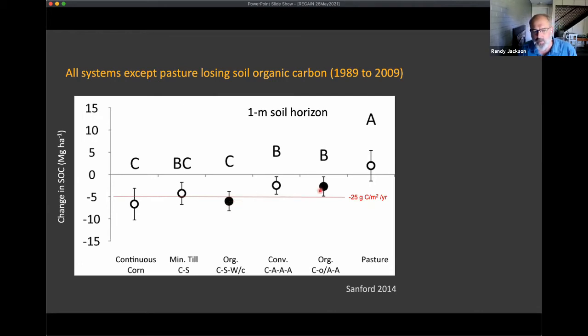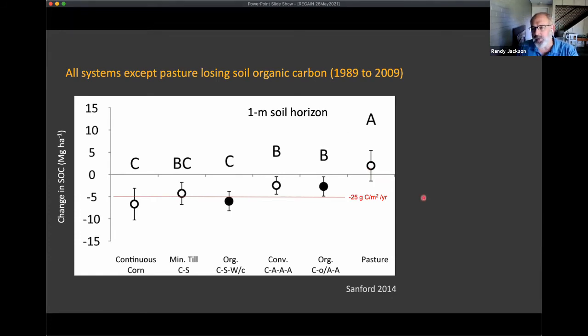whether it was organic corn with organic alfalfa, all of these systems were losing carbon to a significant degree, except the pastures, the cool season pasture that was grazed, which neither gained nor lost in a significant way. I mean, if you look at the error bar, it overlaps zero. So we say statistically not significant from zero.